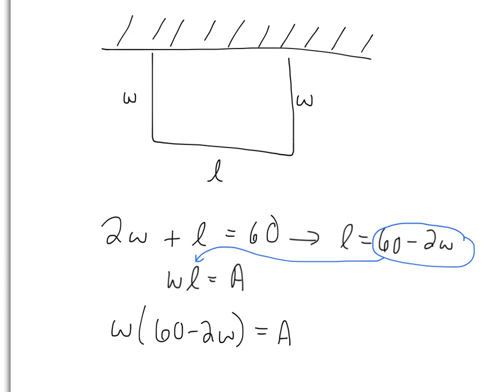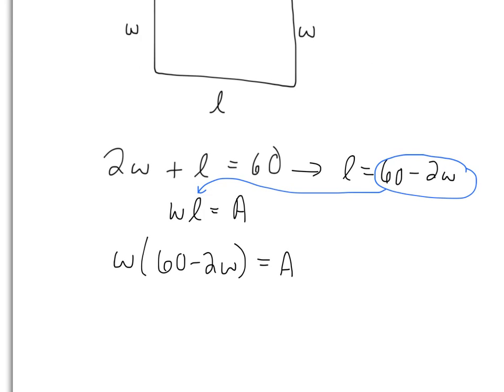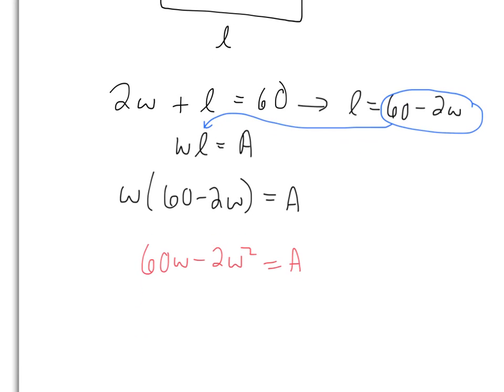This is like saying the following. Ready? Distribute the W, you get this. And then putting this in standard form, it looks like this. And I'll put the area on the left-hand side. It makes no difference. And take a look at this now. The area of this rectangular chicken pen is a function of the width alone. We have eliminated the length. The area function is only a function of width. This is like saying y equals negative 2x squared plus 60x. It's literally the same thing.